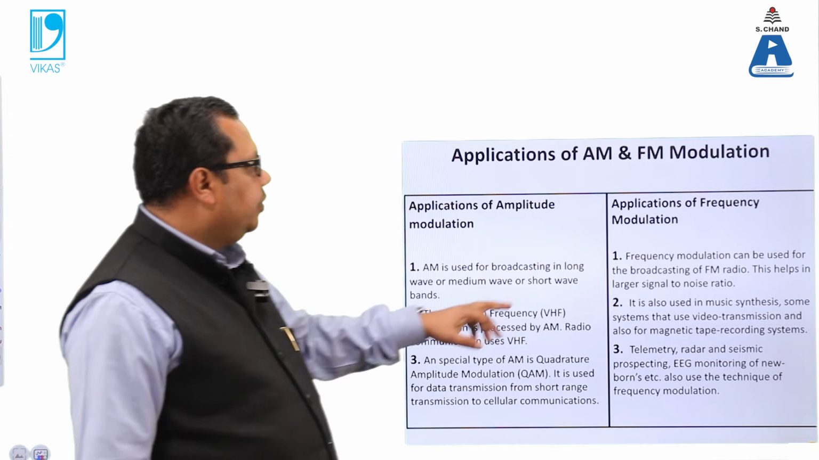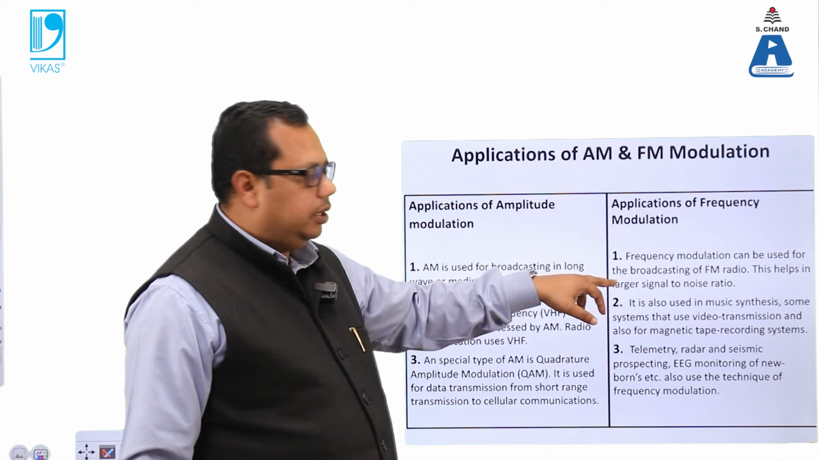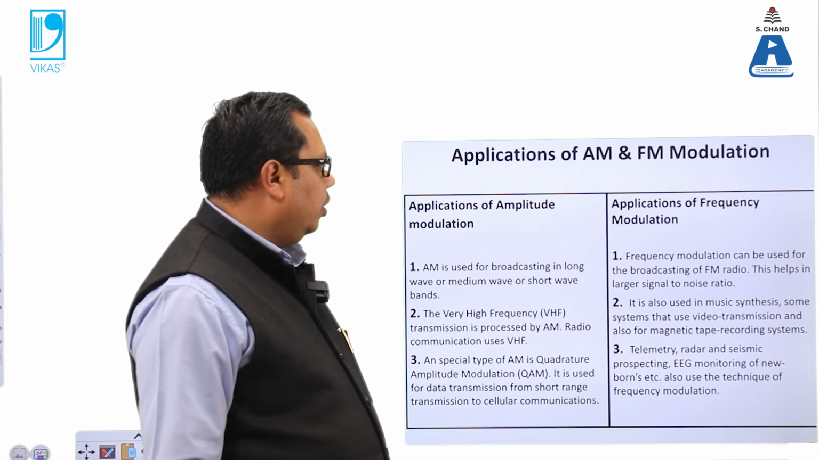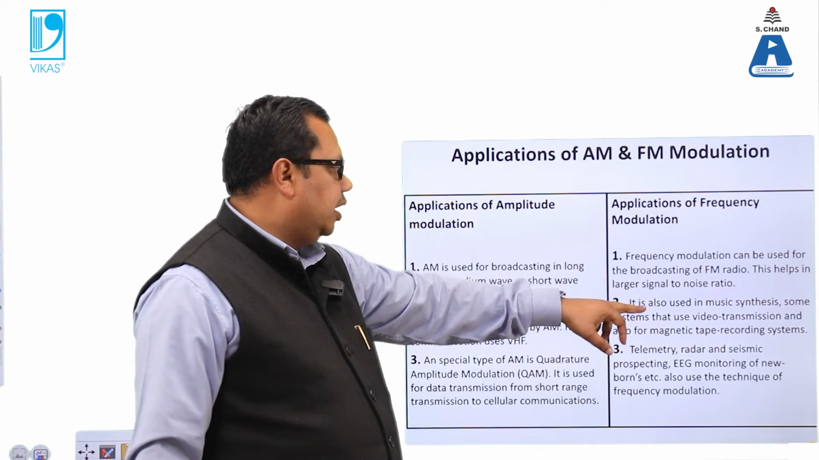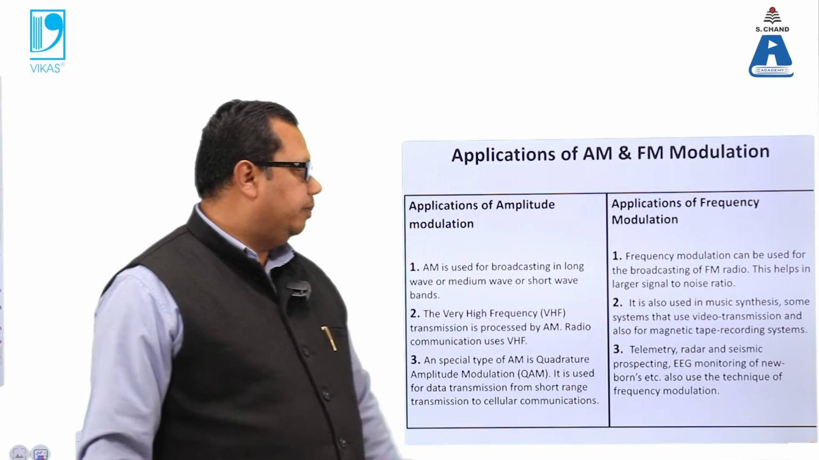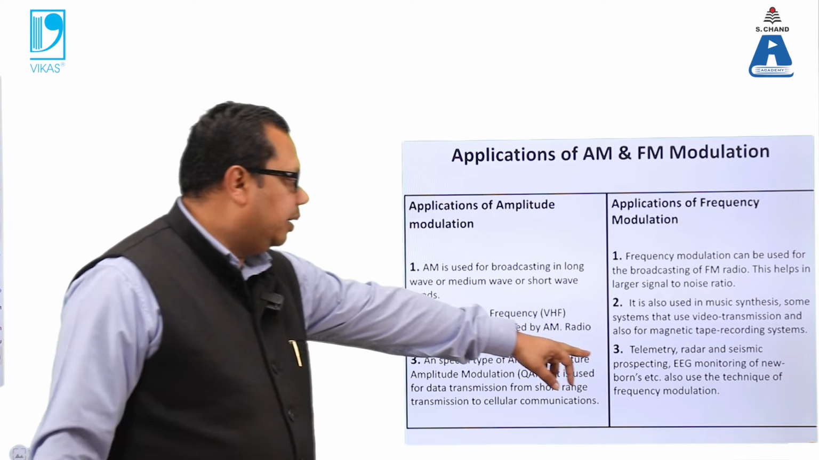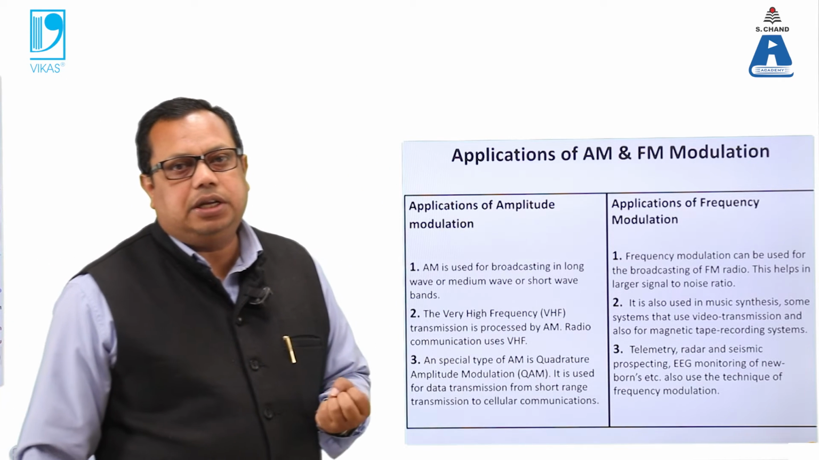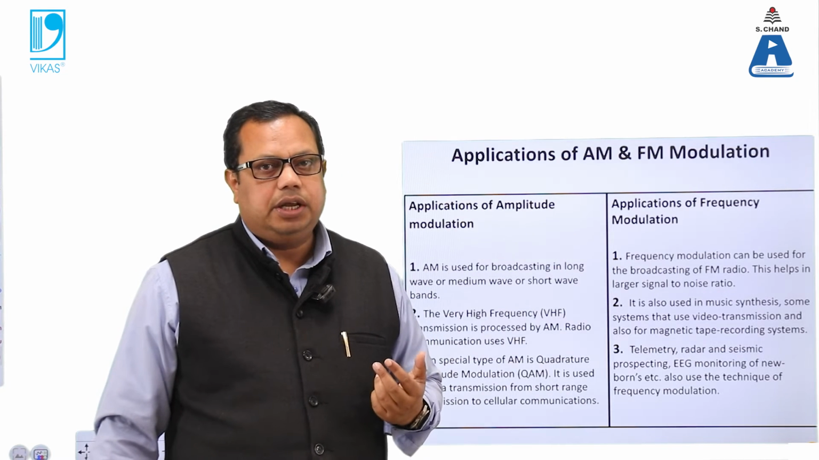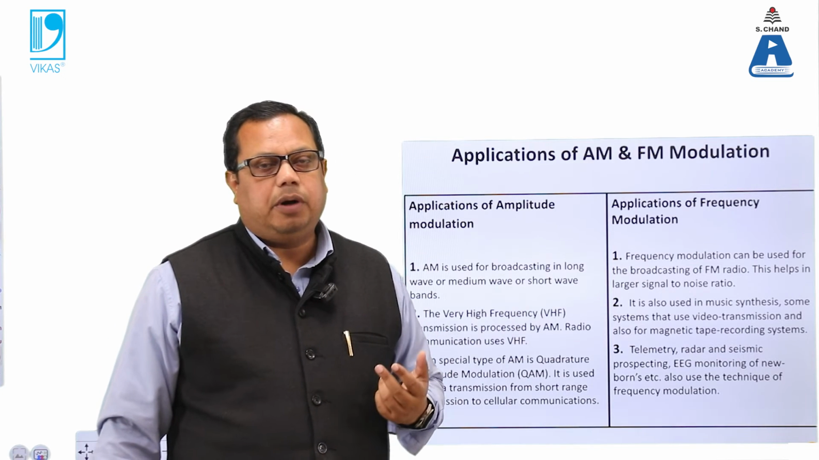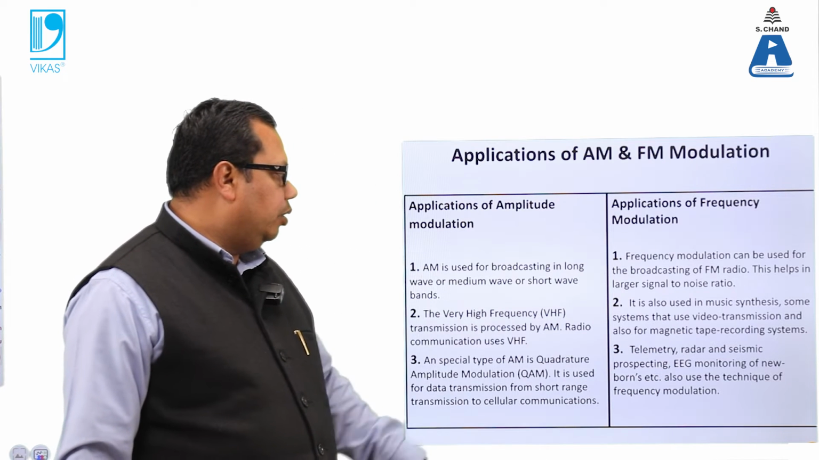Then we have the applications of FM. Frequency modulation can be used for the broadcasting of FM radio. This helps in a larger signal to noise ratio. It is also used in music synthesis, some systems that use video transmission, and also in magnetic tape recording systems. Then telemetry, radar and seismic prospecting. Seismic is basically how, in seismology, we calculate and predict, and the meteorological department uses this a lot. Then EEG monitoring of the newborn, etc.